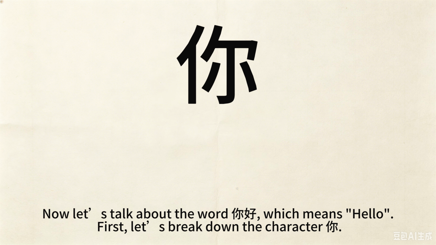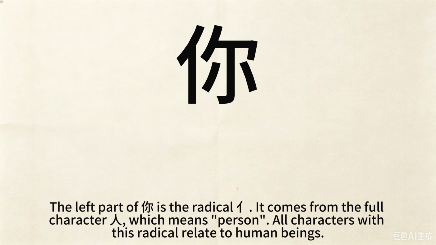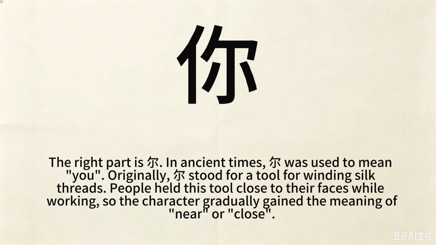Now let's talk about the word 你好, which means hello. First, let's break down the character 你. The left part of 你 is the radical 亻. It comes from the full character 人, which means person. All characters with this radical relate to human beings. The right part is 尔. In ancient times, 尔 was used to mean you. Originally, 尔 stood for a tool for winding silk threads. People held this tool close to their faces while working, so the character gradually gained the meaning of near or close.